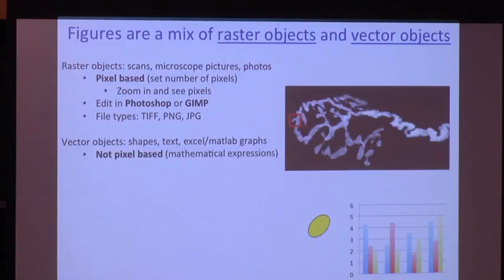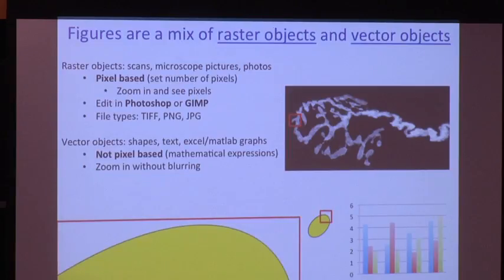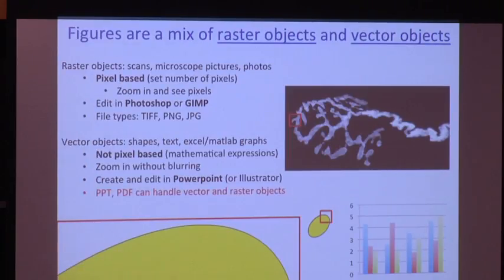And these guys are not pixel-based. They're just mathematical expressions that are redrawn at every zoom, so you can zoom in infinitely without blurring. And you can create and edit these objects in PowerPoint or Illustrator. We recommend PowerPoint. PowerPoint and PDFs can handle both vector and raster objects, which is why it's so great to use whenever you're creating your figures.